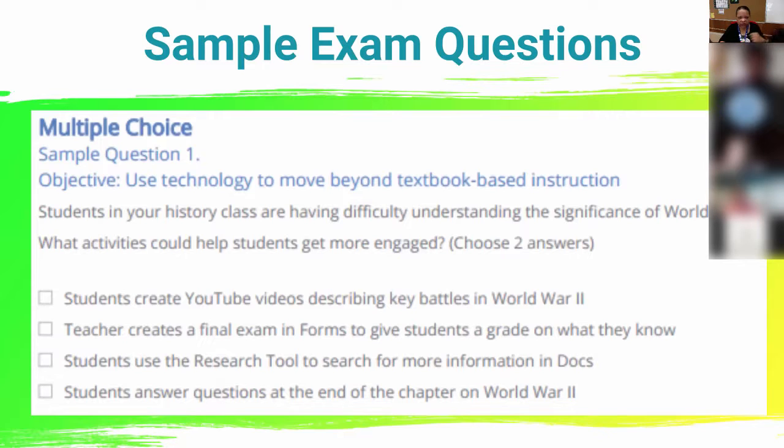So students in your history class are having difficulty understanding the significance of World War II. What activities could help students get more engaged? They can create a YouTube video. As a teacher, you can do a form. Students use a research tool and put that information into docs. Students answer the questions at the end of the chapter on World War II. So which 2 of the 4 do you think are the best ones?